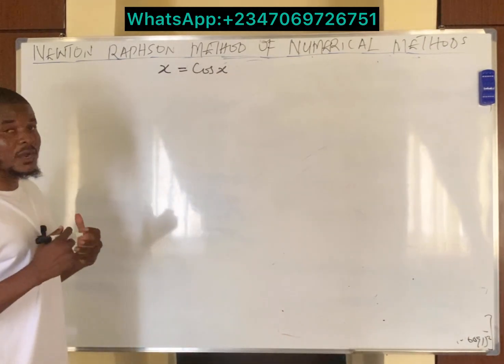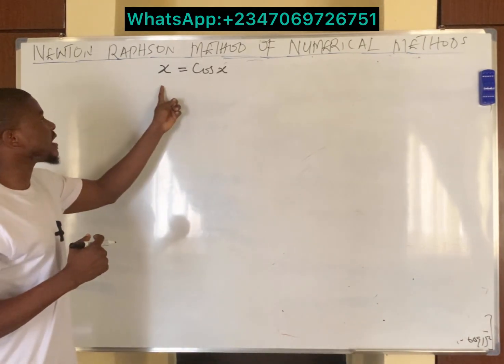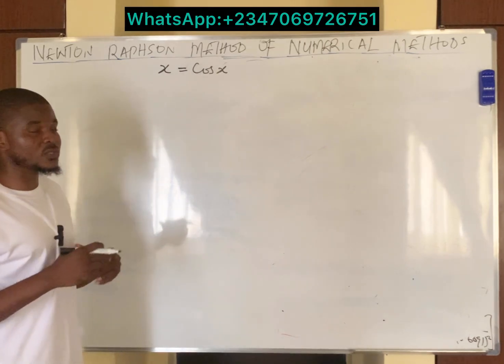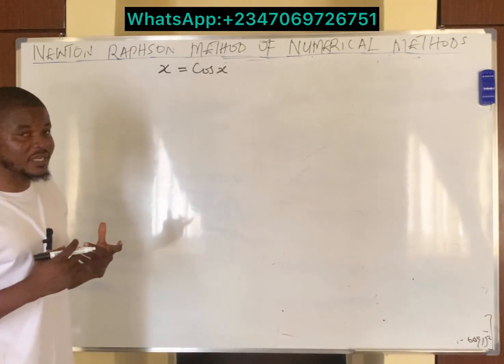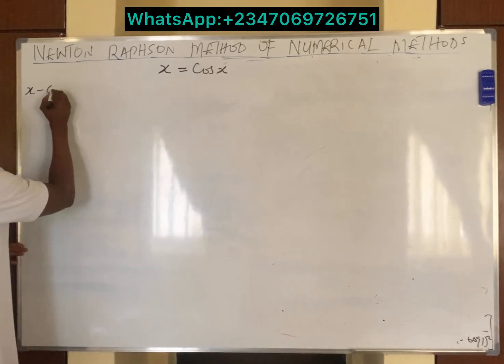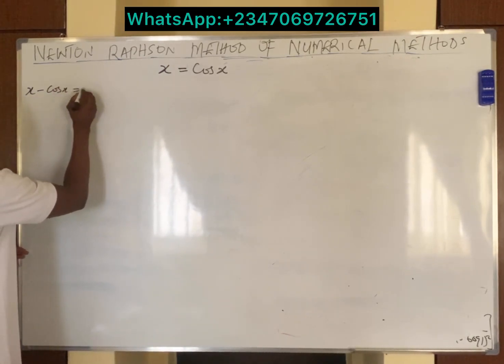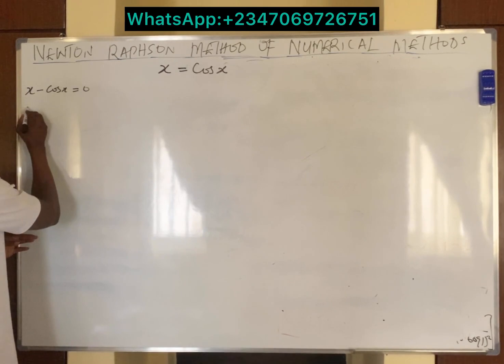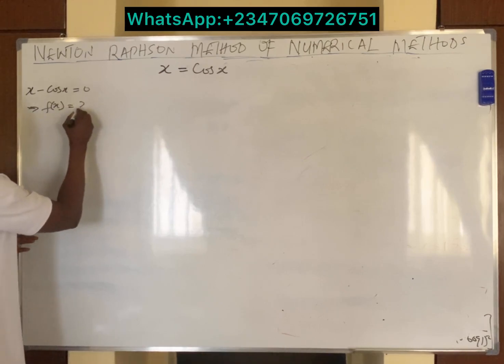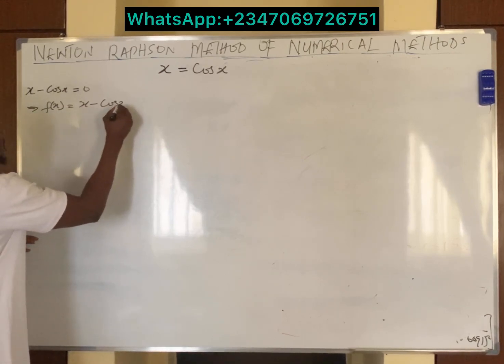Now, the first thing I will ask you to do is not to send x to this side of the equation, but rather to send cos x over to this side of the equation. It makes it very easy to be solved like that. Okay, so we're going to have x minus cos x equal to 0. So this simply now implies that my function f of x is now equal to x minus cos x.